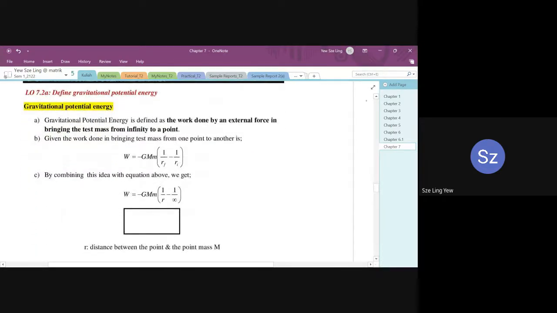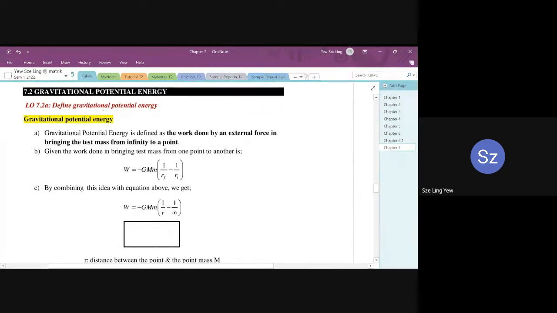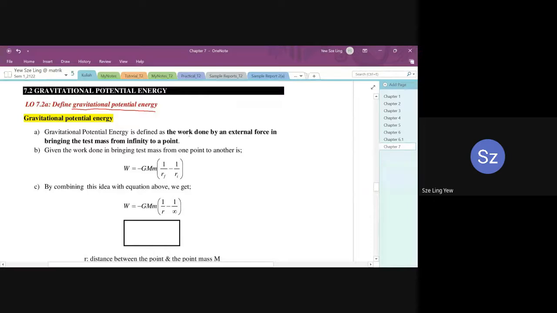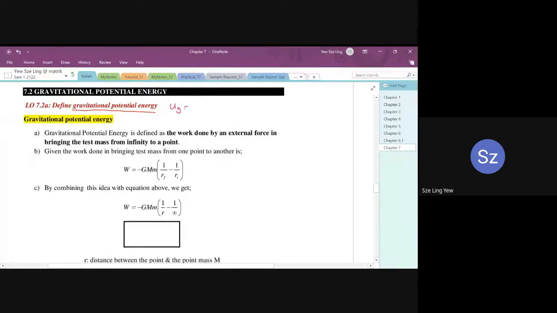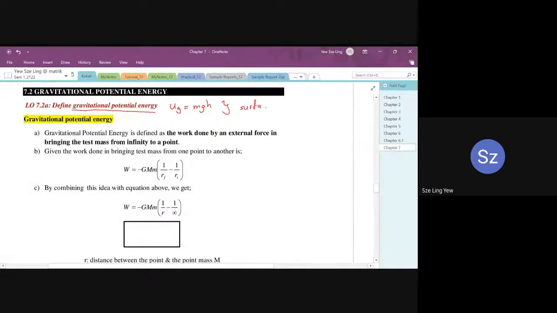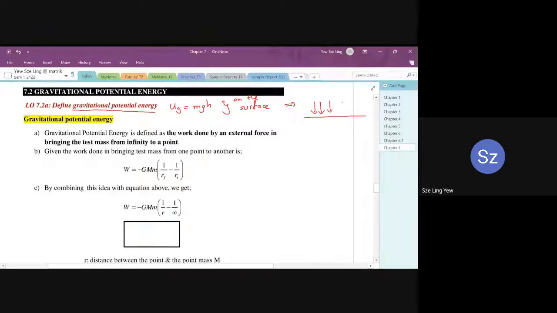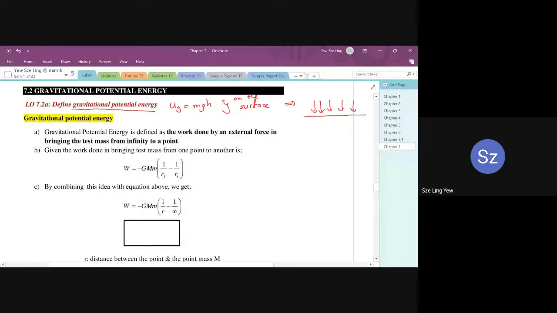Right, next. So gravitational potential energy. Now, if you recall this term, actually we have already learned it in chapter 5, gravitational potential energy. In chapter 5, we say UG is equals to mgh. Okay, so UG equals to mgh is only valid when you place the object on the surface of the Earth, where we assume the gravitational field lines are uniform to each other. Okay, when they are very close to the surface of the Earth, then we use UG equals to mgh.